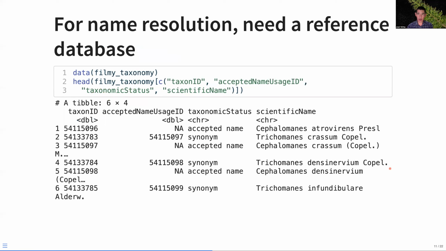Now, in most cases, we want to go a step further than that. We also want to map any synonyms to their accepted name. And in order to do that, we're going to need a reference database. Taxastand comes with a sample database of filmy-fern taxonomy, the family Hymenophyllaceae, which happen to be some of my favorite ferns and my Zoom background. This is an example of what those data look like.